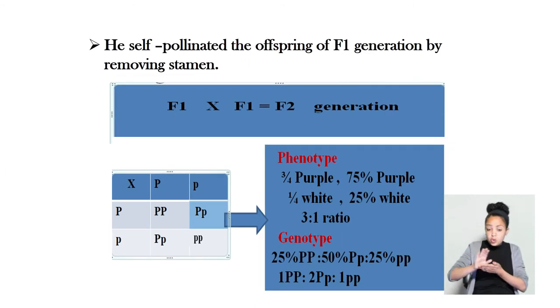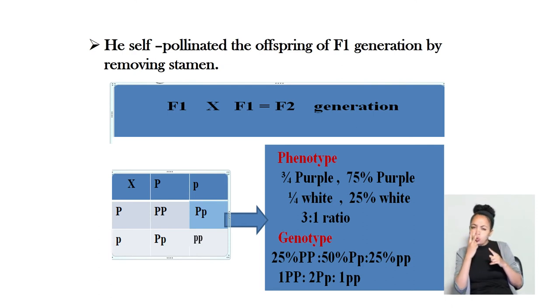The pure character is obtained in the F2 generation by 25%. And the heterozygous, or F1-like progeny, is obtained by 2 out of 4, or 50%. Finally, we can deduce the phenotype and the genotype of this cross: 3/4, or 75%, purple, and 1/4, or 25%, whiteness is observed. The character of whiteness that was masked in the F1 generation is expressed in the F2 generation by 1/4, or 25%. Whereas the F1-type progeny is obtained by 50%, homozygous purpleness is obtained by 25%.